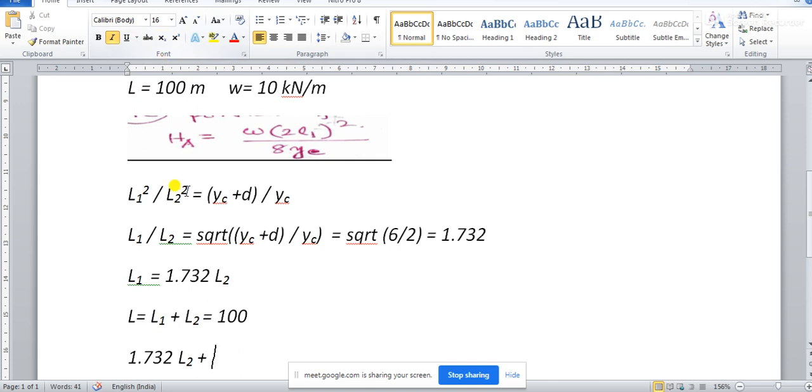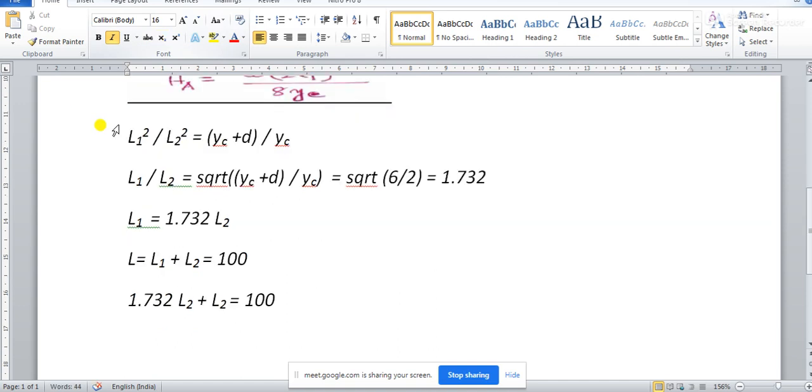plus this L2 is equal to 100. So from this I should be able to find out the value of L2, correct? So what will be the value of L2? Tell me. So L2 will be equal to 100 divided by 2.732, right? So how much will it come? 36.6. Okay, 36.6 meter. Is it clear? Is it clear to everyone?